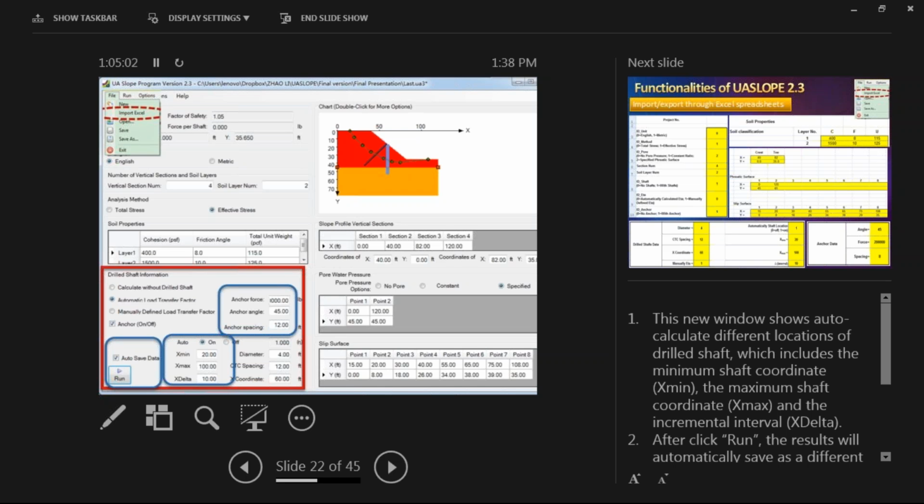So again, this is a very simple interface, and allow you to do multiple runs on different locations of the drill shaft. You can have different design scenarios with or without drill shaft, with drill shaft and anchor or without anchor. So all these are covered by choosing different buttons here.